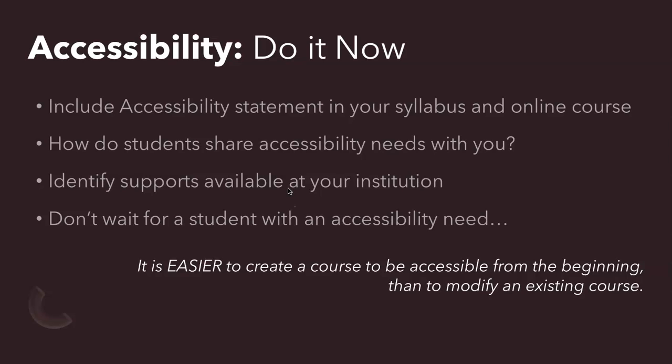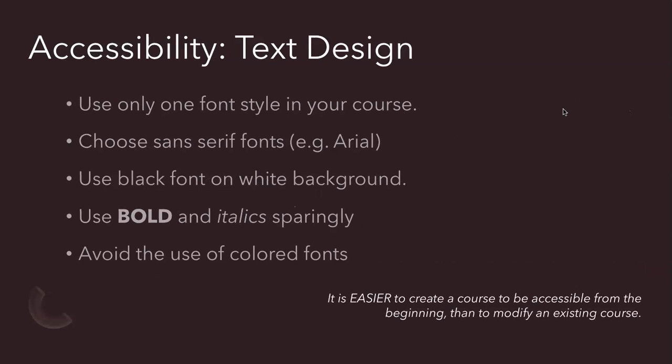You do want to make sure you have an accessibility statement in your syllabus and within your online course. Make sure you let learners know how they share their needs with you. Make sure you know what supports are available at your institution and how it works. Again, don't wait until you need to know. Learn it now. When you're building your course, I'm just going to talk about 4 basic things.